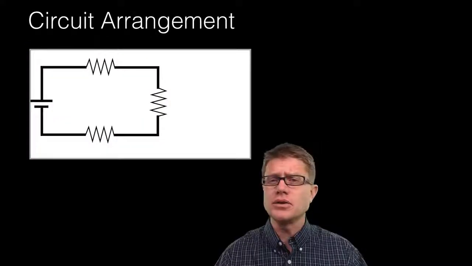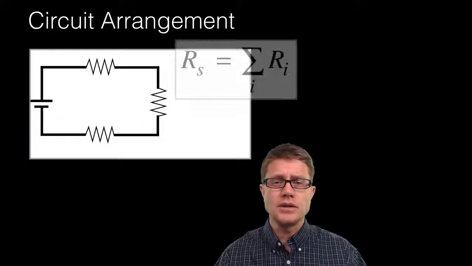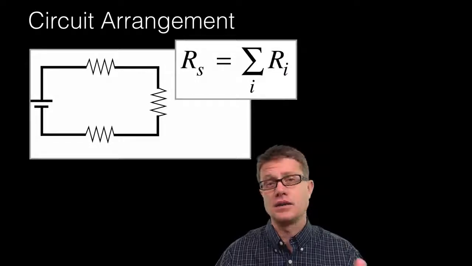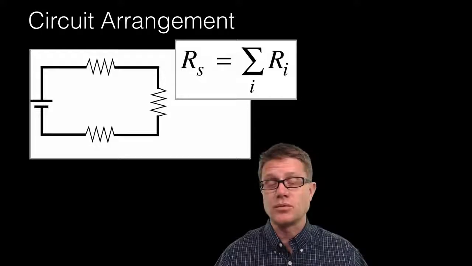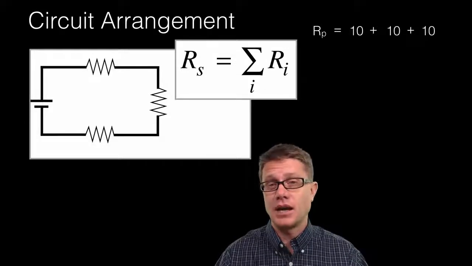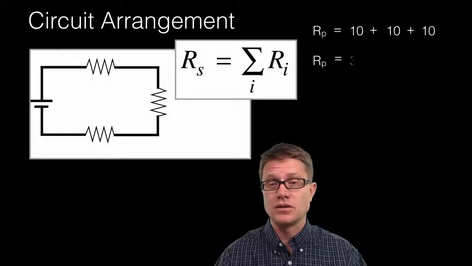So if we go through circuit arrangement, if we're looking at resistors connected in series, the resistance is simply going to be the summation of the resistance of all of those resistors. Since we had 3 10-ohm resistors, we just add those up. So we'd have 30 ohms of resistance in that whole circuit. Then we can use Ohm's law to solve the problem.